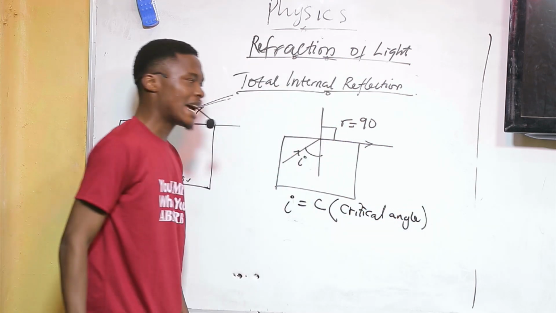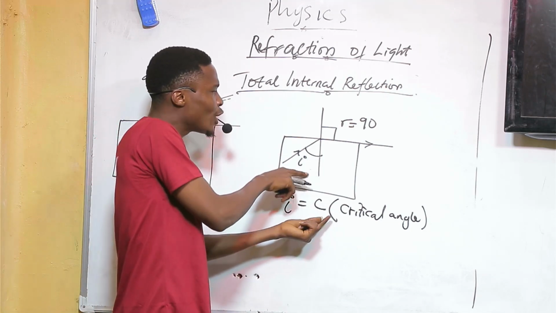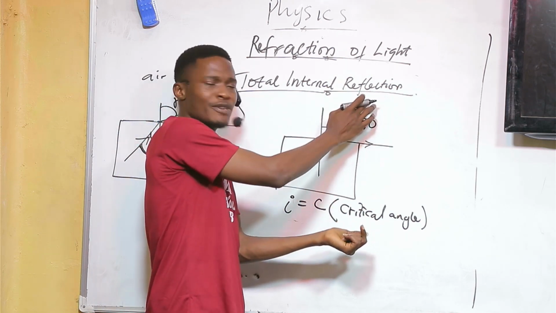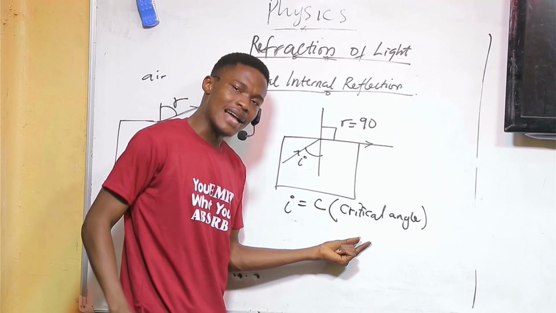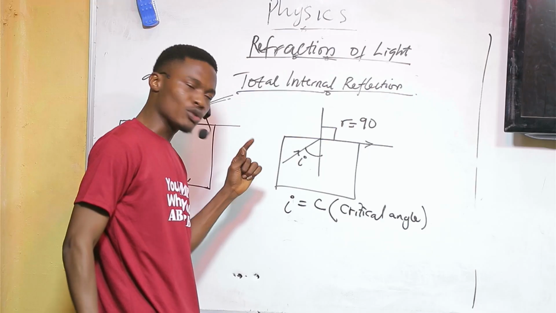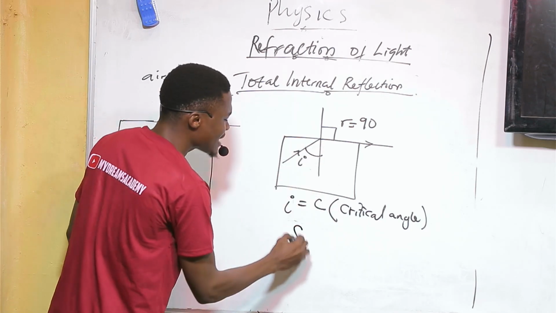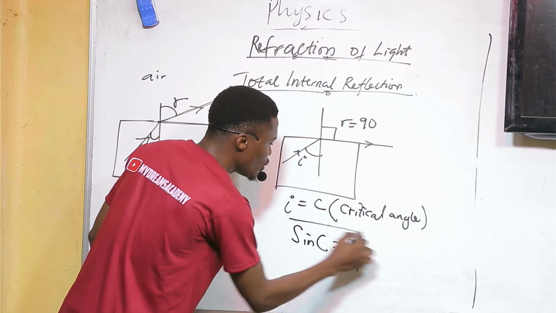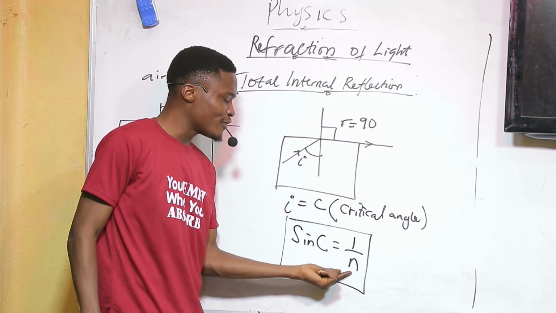Okay? Critical angle. So that angle of incidence in the denser medium that gives us the angle of refraction of 90 degrees in the less dense medium is known as the critical angle, just in case they ask you that in your WAEC exam, so you know how to define that. And then mathematically you should know that sin C is equal to 1 over n. We are going to solve some examples with this formula. So sin C is equal to 1 over n.